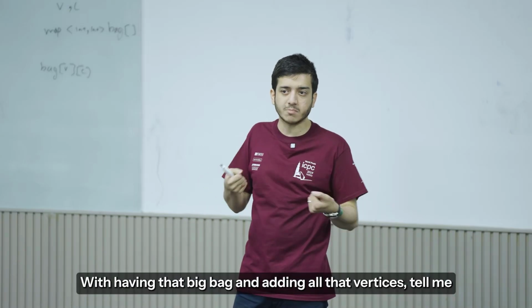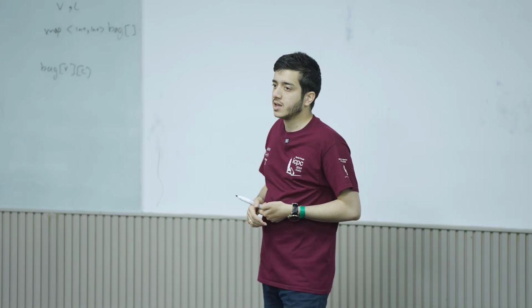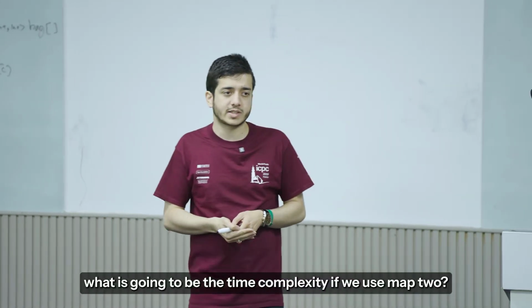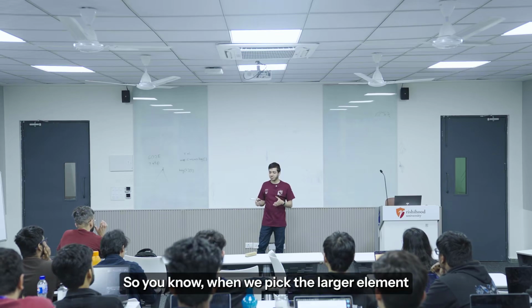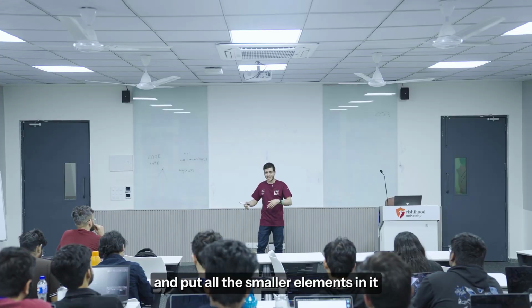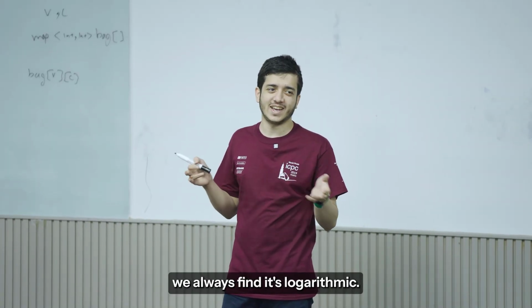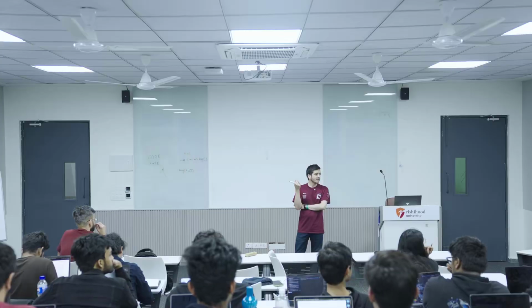With having that big bag and adding all those vertices, tell me, what is going to be the time complexity if we use map? Yeah, n log squared. So when we pick the larger element and put all the smaller elements in it, we always find it's logarithmic. But why? For every node, the time that we take is the size of the non-largest children times log. So in the worst case, that is n over 2, right?